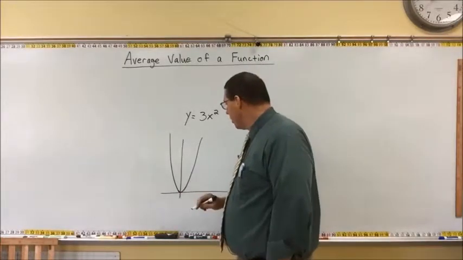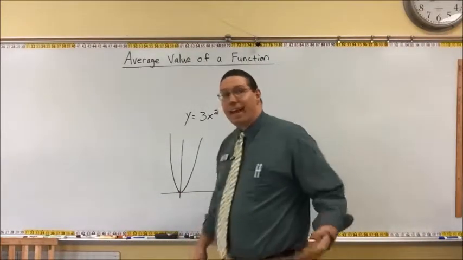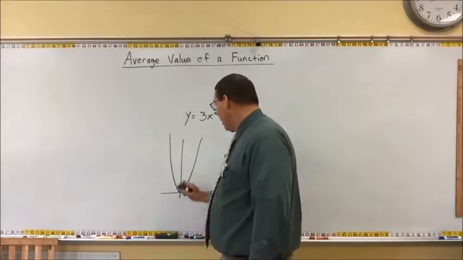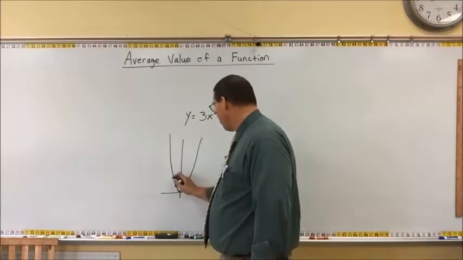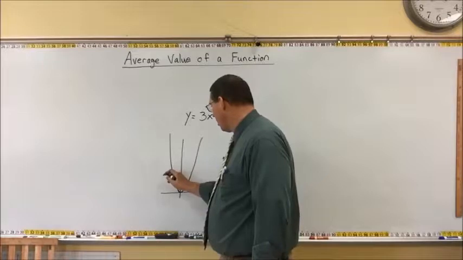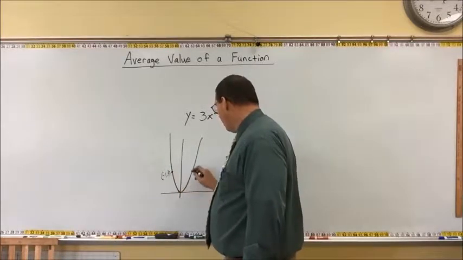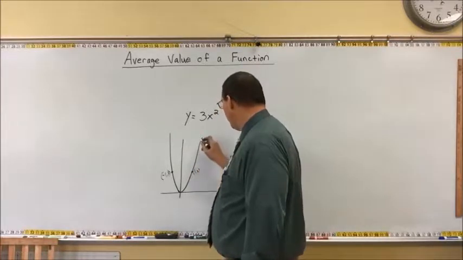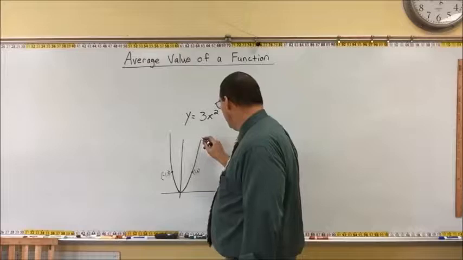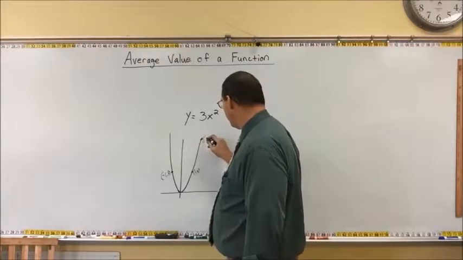But here's the interesting thing about 3x squared. It has lots of values. At -1, it has an output of 3. At 1, it has the same output, 3. Then it has an output at 2, which is 12.